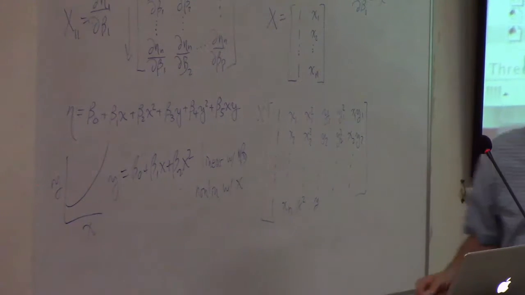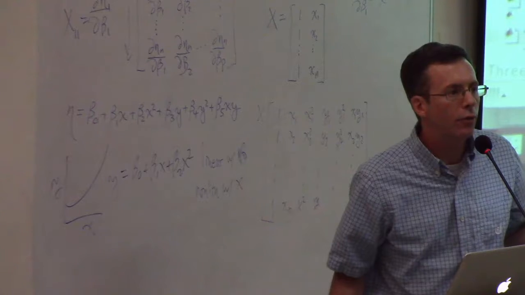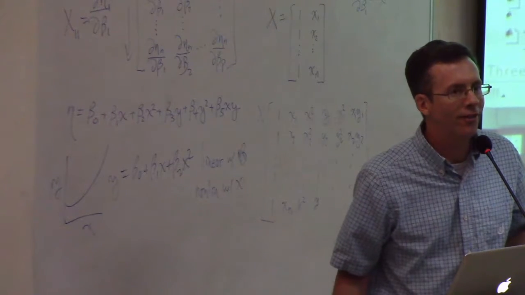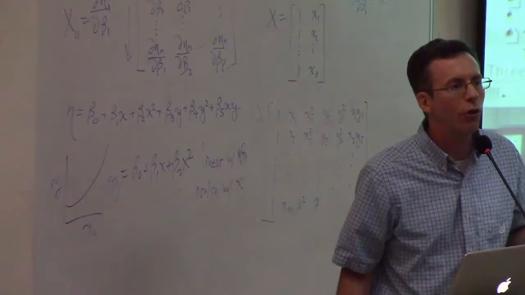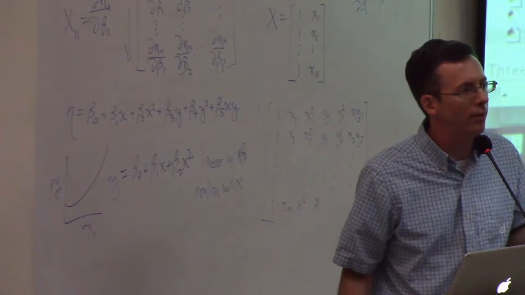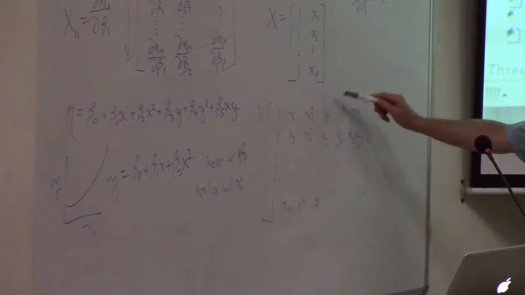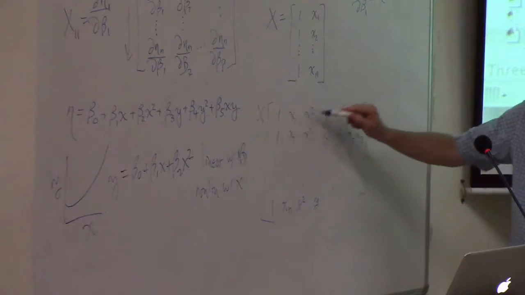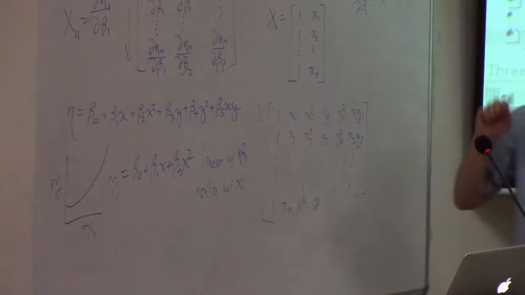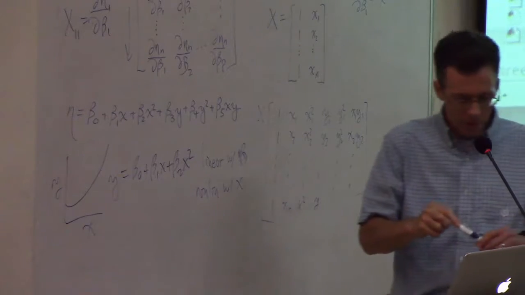Okay? So, polynomial models are all linear with respect to the betas. All right? So, now here it is. This is my x. So, 1, 2, 3, 4, 5, 6. 6 columns. Right?